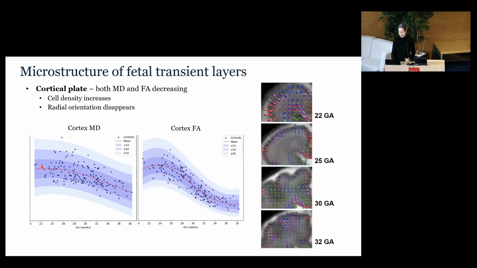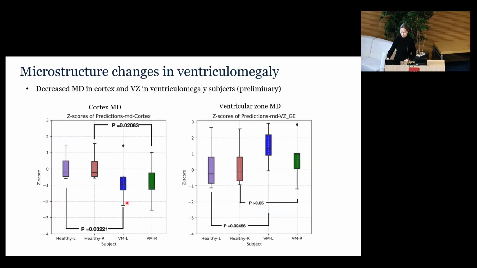But on the other hand, MD is going down as well, and I think it's probably because cell density increases. Again, I'm not an expert on it, but that would make sense. So actually, we see two different processes that are separate from each other with these microstructural measures.